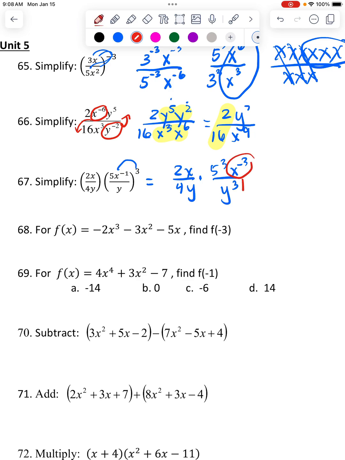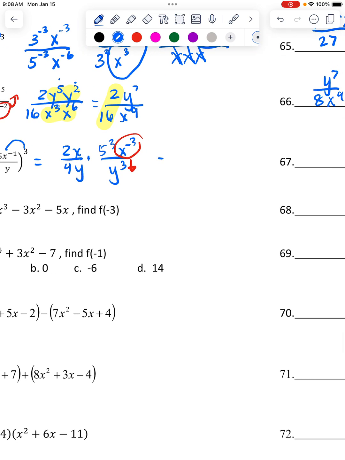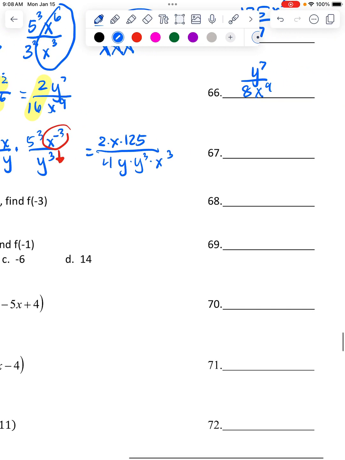Then this is the only one in the problem that has to move to the bottom because it has a negative power. So I'm going to have a 2, an x, a 125. These are all getting multiplied on the top. And then I'm going to have a 4, a y to the third, and the x to the third that I just brought down there.